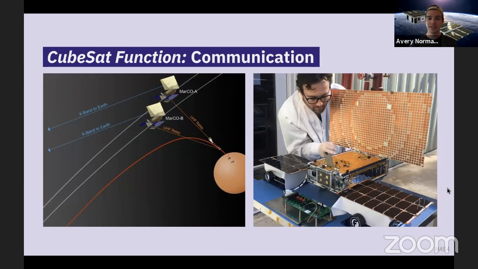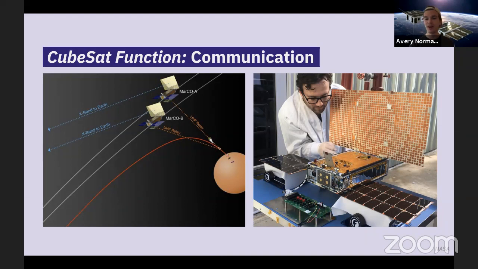Finally, CubeSats can be used for communication. Not only finally, there are many other functions of satellites. These are just some examples, but communication is obviously super important. And in this case, CubeSats were actually launched to orbit Mars. So CubeSats don't only have to orbit our planet. The reason for this is the InSight mission, or putting a rover on Mars, required extensive communication with Earth. There's a lot of relay of signal going on.